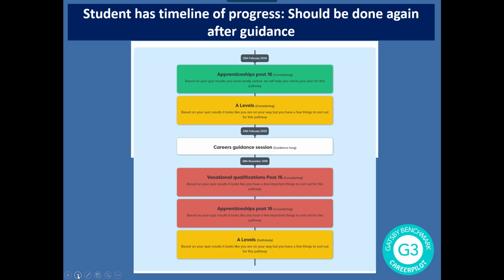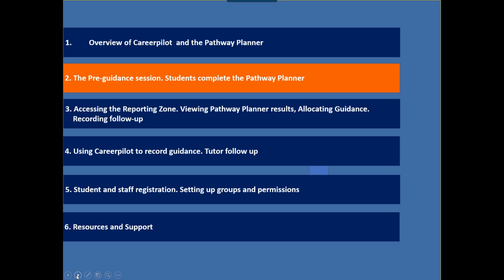So just to show you the timeline, what you can see here is that on a particular day, 28th of November, the student had 2 reds and an amber. But then there was a careers guidance intervention, and at the end of that session they were asked to edit their responses in the Pathway Planner, and you can see they're moving on in terms of what they're interested in and how ready they are. So that's the idea: at the end of every guidance you get them to redo the Pathway Planner just by editing their responses, and they can see their journey, and so can you.